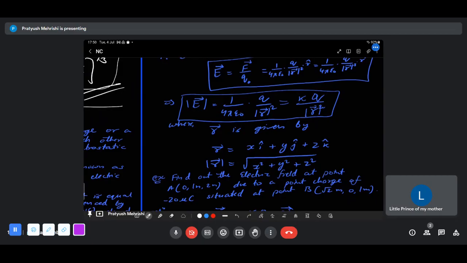Done? Sir, copy it, sir. Yes. Copied. Now see the following question. Find the electric field at a point A due to a point charge of minus 20 microcoulomb situated at point B. Solve it now.